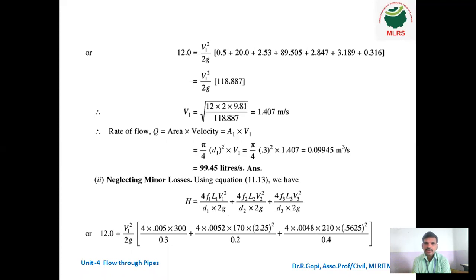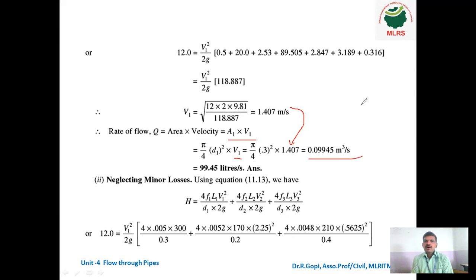So Q is equal to area into velocity. You can take either A1 V1 or A2 V2 or A3 V3, whatever. Discharge is common as per the continuity equation. So here I am taking A1 into V1. So pi by 4 into D1 square into V1, that is pi by 4 into 0.3 square into 1.407, which is equal to 0.09945 meter cube per second.